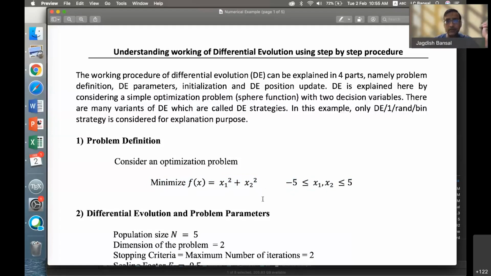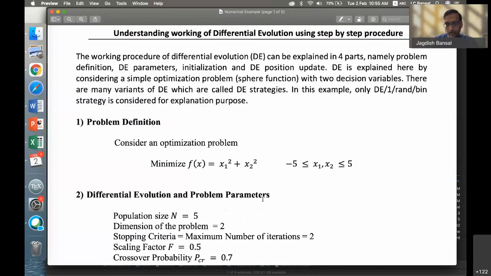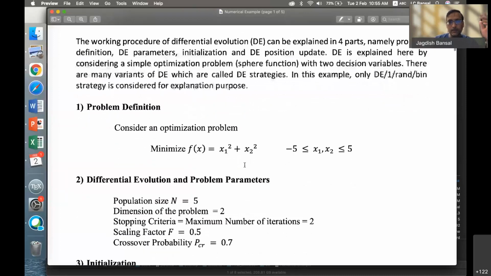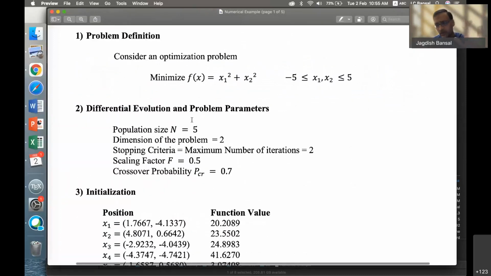Why am I explaining it this way? Because I am going to code it also in these 4 parts, right? So first you define the problem, then the problem parameters. First of all, the population size. I took it as 5, just for demonstration purposes, but practically it is not recommended. Your population size should be a minimum of around 30.